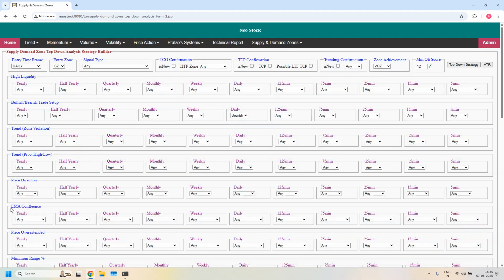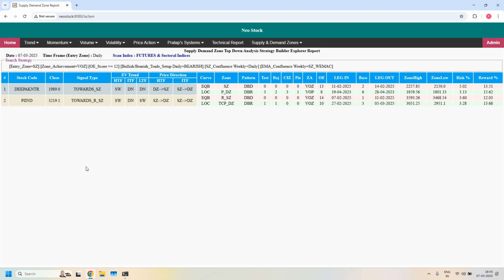Let's verify. In the EMA confluence weekly time frame, I am selecting weekly supply zones having weekly EMA confluence. So we got 2 stocks. So these 2 stocks have more high probability to get the success. But this is based on LTF, ITF and ITF EMA confluence. LTF, ITF supply zone confluence and ITF supply zone with ITF EMA confluence. That strategy we used. Okay, next let us look into LTF, ITF and HTF supply zone confluence.